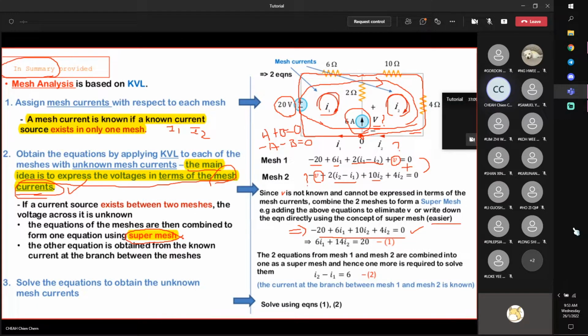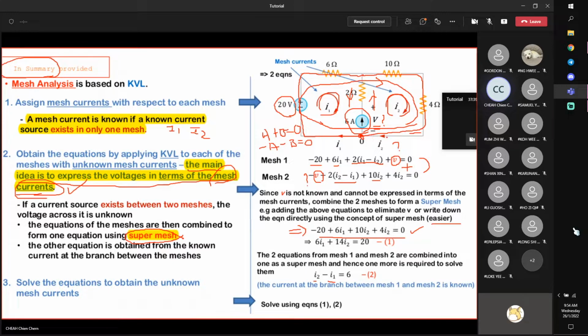Now, this current source, even though the voltage is not known, the current is known. So you should make use of that. Namely, I want this current to be expressed in terms of I1 and I2, in the sense that the upward direction is I2 and the downward direction is I1. So I2 minus I1 is actually 6 ampere.